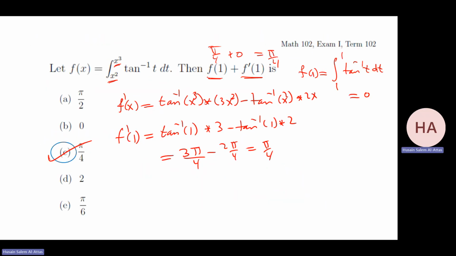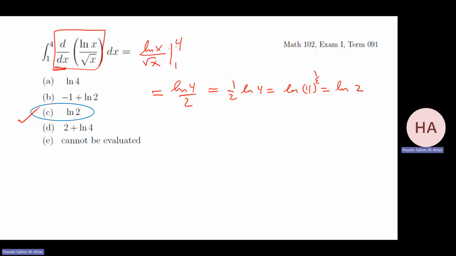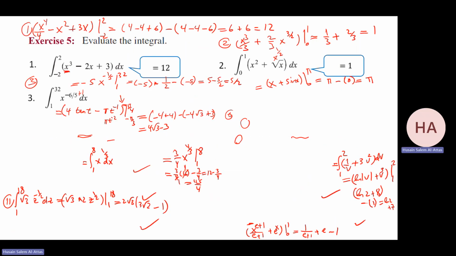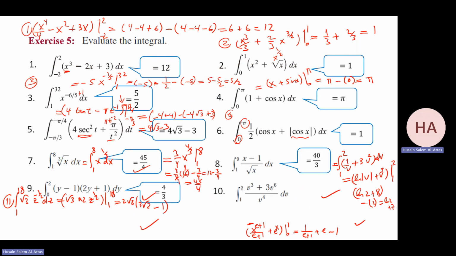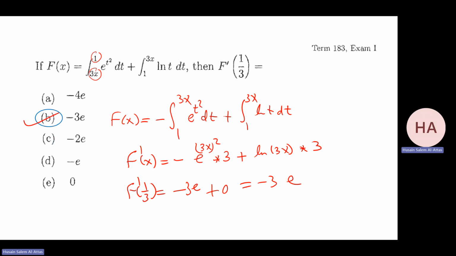And the second one, which is the integral of the derivative: the integral of capital F prime gives me F at b minus F at a. This is the definite integral. Okay, let us do some problems. We did all of these ones, and we reached this one.